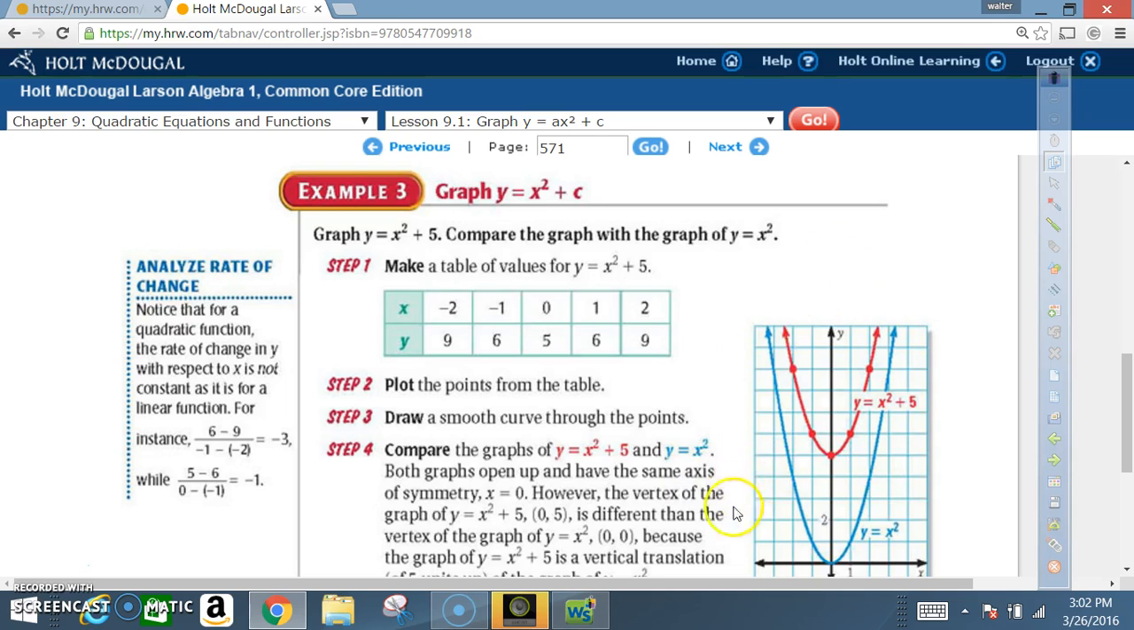All right, now what do we notice here? The main thing we notice is that the difference between this graph and this graph is that c value. We got a plus 5. All right, so what does that plus 5 do to this x squared? It causes everything to shift up 5 units. 1, 2, 3, 4, 5. And that's the main thing you notice in there.